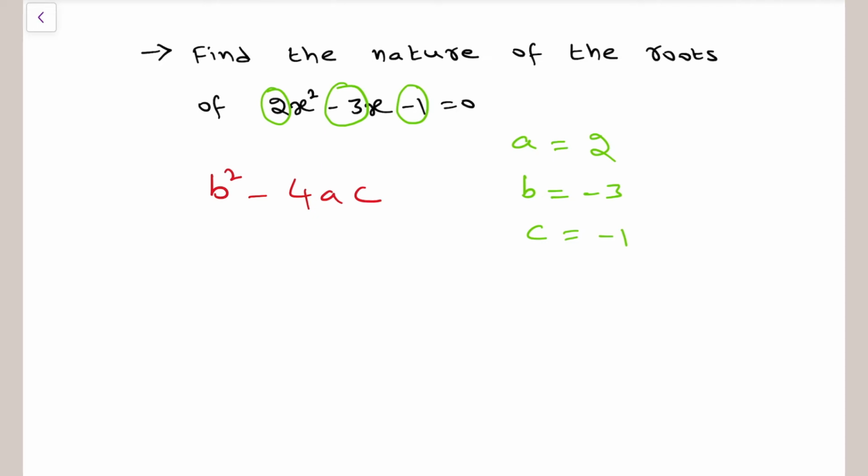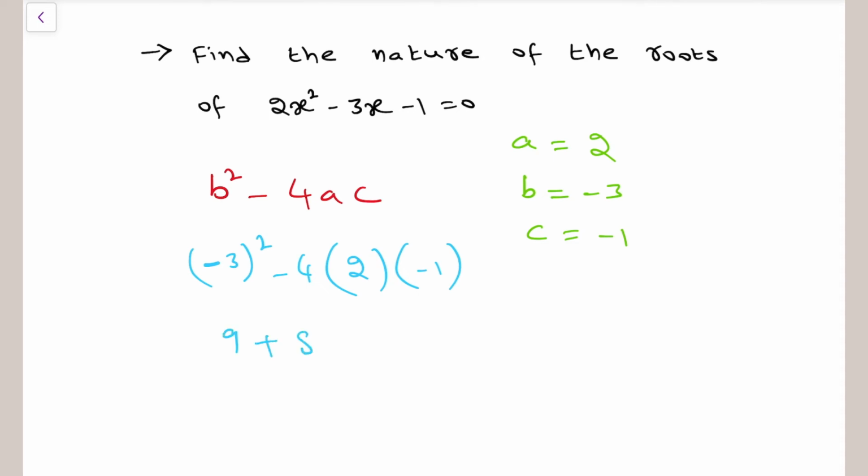Now let us substitute these values in our formula, b square minus 4ac. So b is minus 3 whole square minus 4 into the a value 2 into the c value minus 1. Minus 3 square, minus square is plus, 3 square, 3 3s are 9. Minus into minus is plus, 4 2s are 8. 9 plus 8, 17. This b square minus 4ac value we need to compare with 0. So 17 is greater than 0. If the b square minus 4ac value is greater than 0, then the roots are real and distinct. Distinct means different.